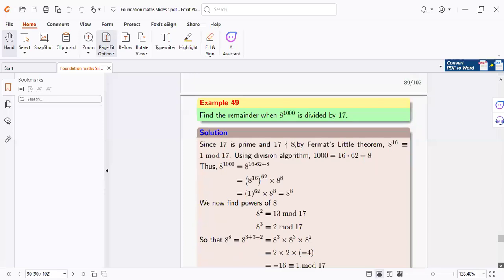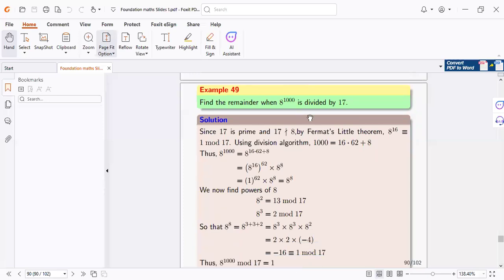Again, I want to find the remainder when this number is divided by 17. I note that 17 is prime, and 17 cannot divide 8, and therefore Fermat's little theorem can be used. Fermat's little theorem says that a raised to p minus 1 should be congruent to 1 mod p. So p in this case is 17, and a in this case is 8. That means 8 raised to 16 is congruent to 1 mod 17.